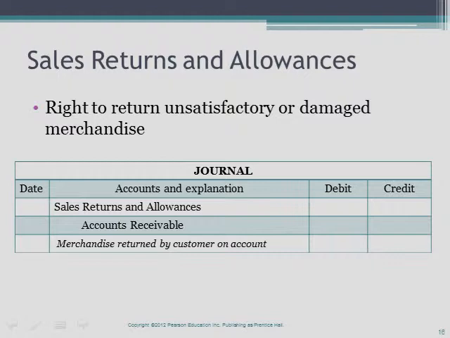Retailers and consumers have a right to return unsatisfactory or damaged merchandise for a refund or exchange. This is called sales returns and allowances. Retailers keep track of sales returns over time and make sure they are not excessive. The entry to record a sales return is shown on this slide.